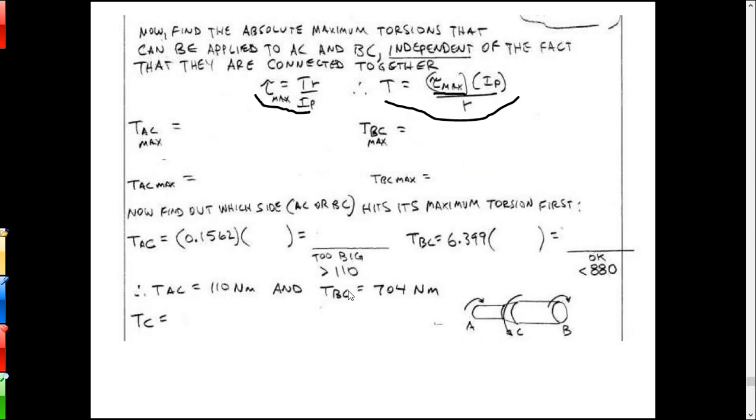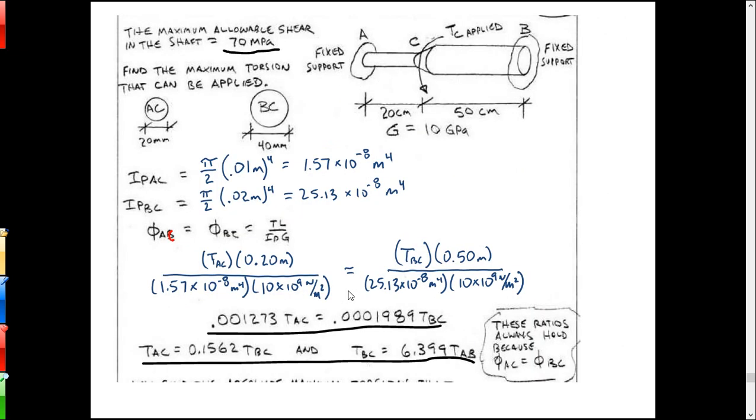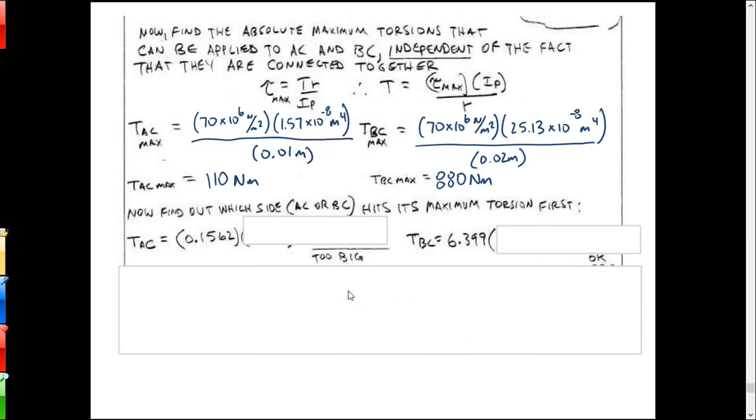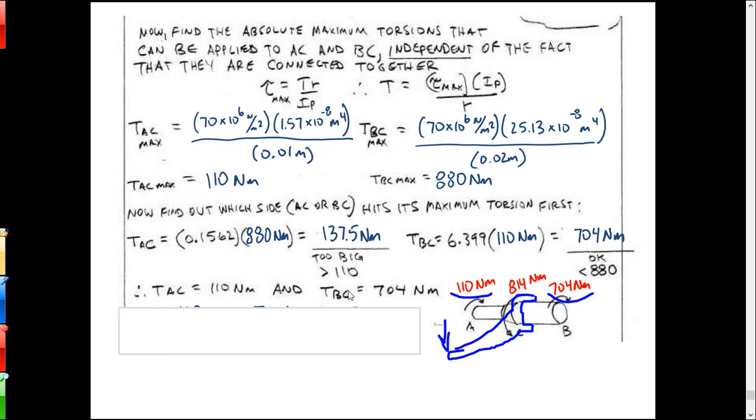And they both have that common angle that creates that relationship, okay? So the angles from A to C and from B to C are the same, okay? So if I keep pushing harder and harder and torquing more and more on that side, I'm going to eventually hit 110 at A, and when I hit that, I got to stop because I've hit the maximum shear. When I do that, the shear on the AC side is up to 70 megapascals, so I got to stop. And when that side's at 110, the other side's at 704.